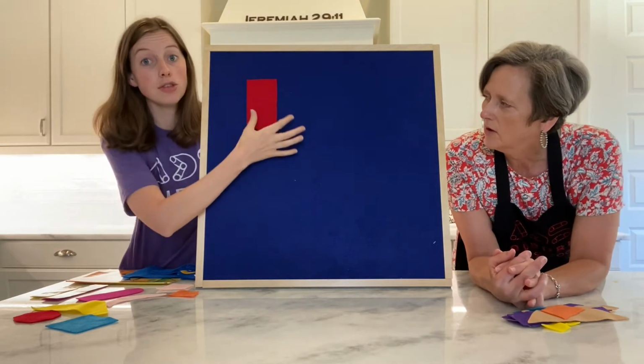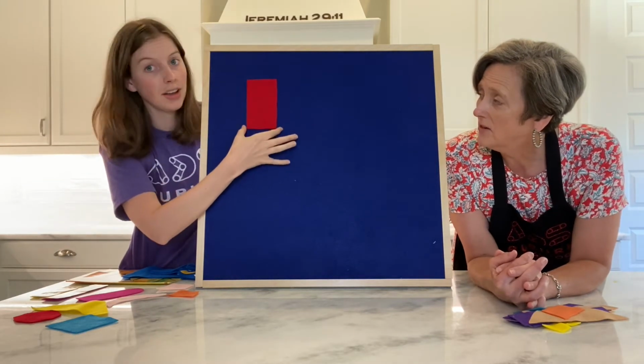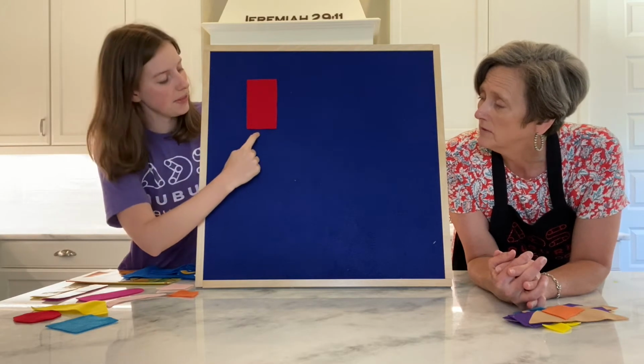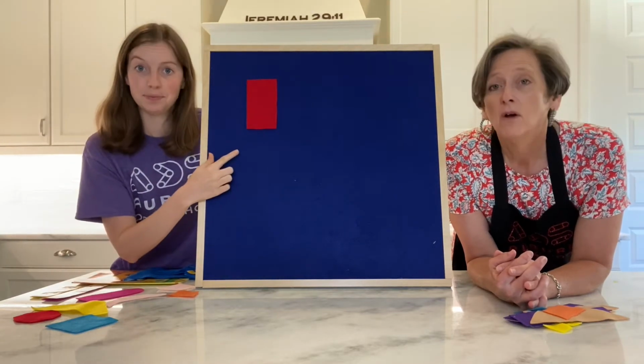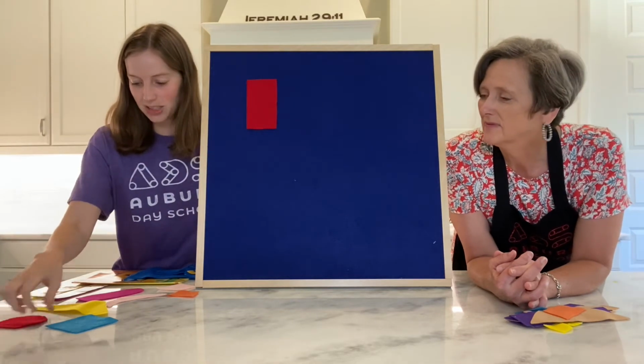You'll notice two of those sides are really long, and they're the same. And then these two are really short, and they're the same. So that is a rectangle. Good. All right, let's pick a different one.